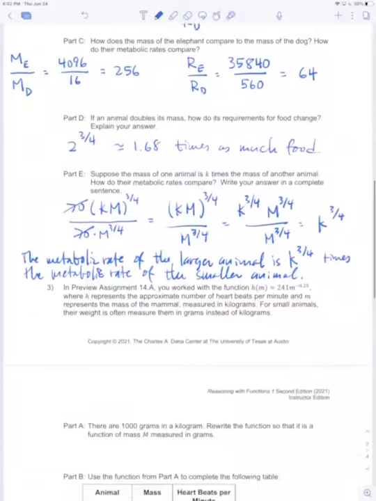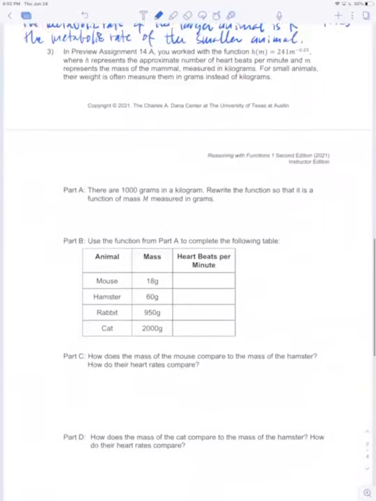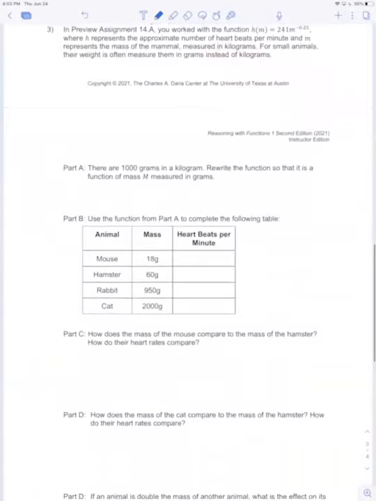Part 3. In preview assignment 14a, you worked with the function h of m equals 241 times m to the negative 0.25 power, where h represents the approximate number of heartbeats per minute and m represents the mass of the animal, measured in kilograms. For small animals, their weight is often measured in grams instead of kilograms. Part A. There are 1,000 grams in a kilogram. Write the function so that it is a function of mass measured in grams.